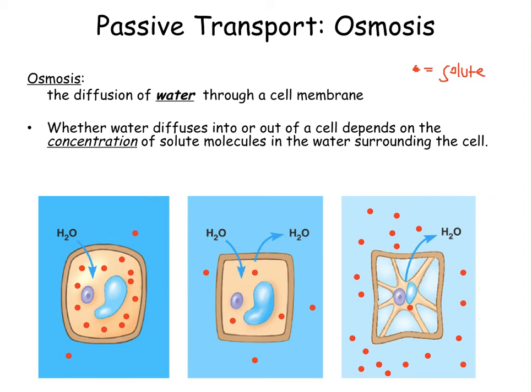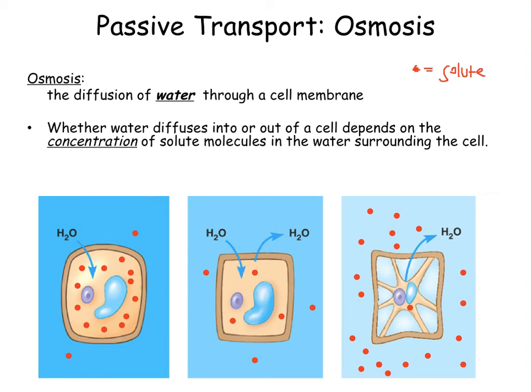All right, so let's look at the first diagram. In this diagram, a plant cell is shown with a high concentration of solute inside the cell. Let's compare that to the third diagram, where the plant cell is shown with a high concentration of solute outside the cell.